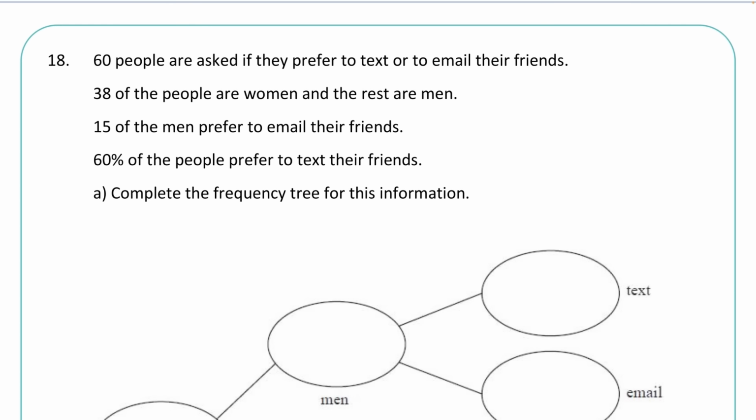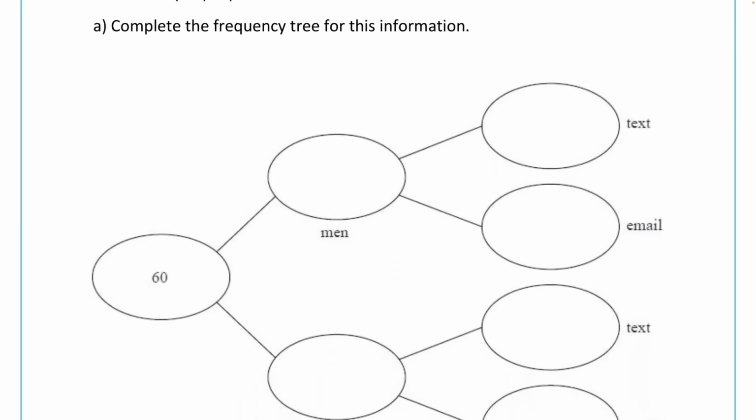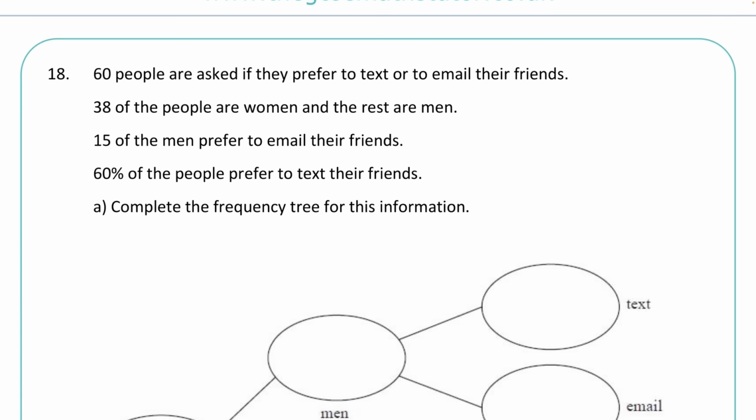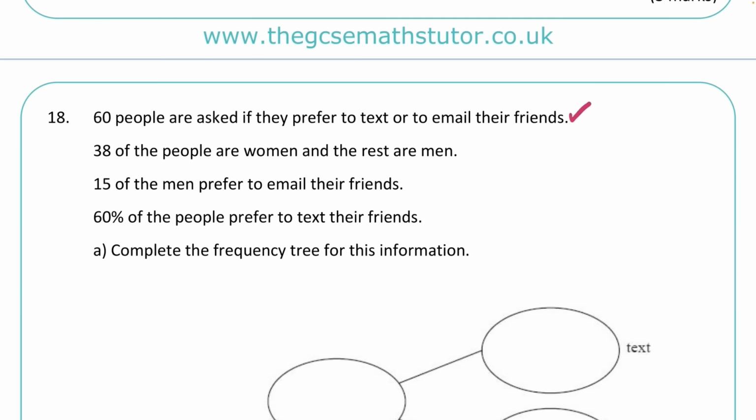Okay, question 18. 60 people were asked if they prefer to text or email their friends, and then we've got some information that wants us to complete a frequency tree. So we're just going to go through each line, make sure that information is in the tree. So the first one says 60, that's already given to us, so I don't need to worry about that line, but always check that first line.